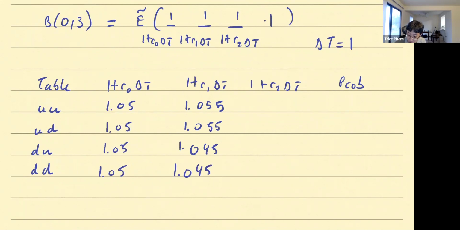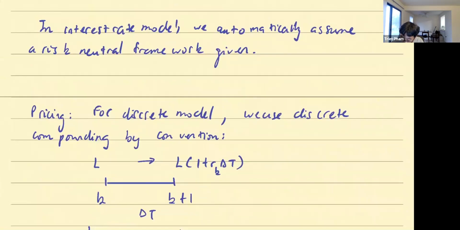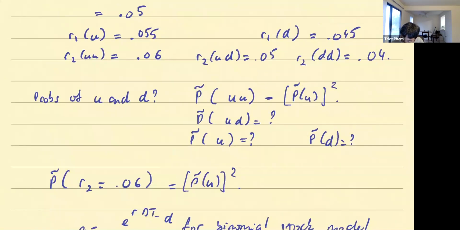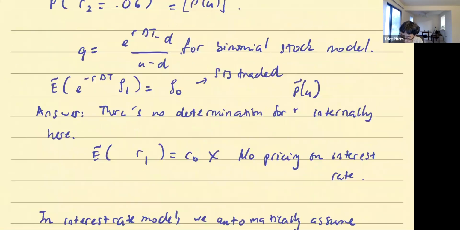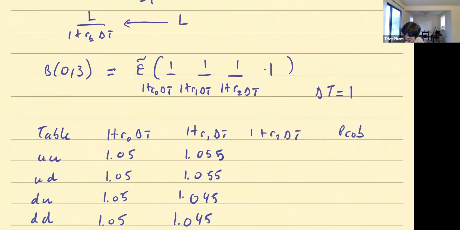Is that okay? Because, right, the first U here and the first D here. And finally, right, what about R2? 0.06, 0.05, and 0.04. So 1.06, 1.05, 1.06, 1.05.